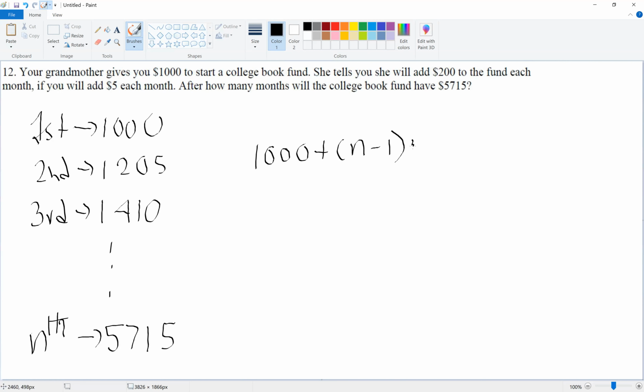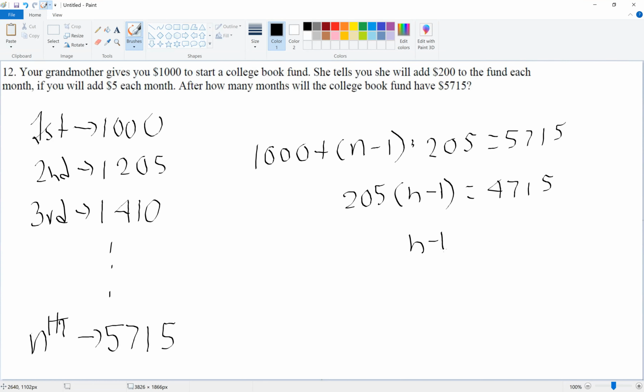So this would be 205 times (n minus 1) equal to 5715. Then it would become 205 times (n minus 1) equal to 4715. So n minus 1, I think, would be 23, if I remember right. 4715 divided by 205, yep, 23. So n is 24. So in 24 months, you will have 5715 in your account. Yeah, that makes a lot of sense.